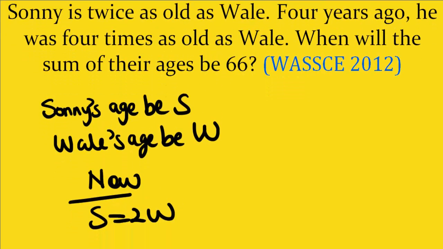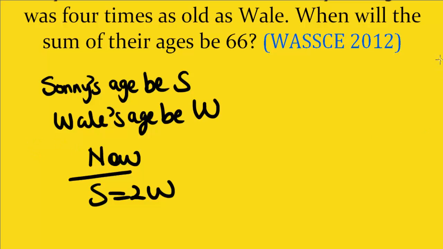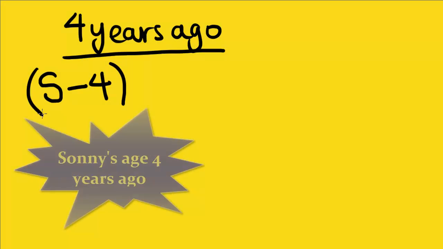4 years ago. So 4 years ago, what was Sonny's age? Well, 4 years ago, I'll call that S minus 4. Sonny's age 4 years ago. Think about it this way. Let's say you're 16 years of age now. 4 years ago, your age was 16 minus 4, 12. 4 years ago, you were 12 years old if you're 16 now.